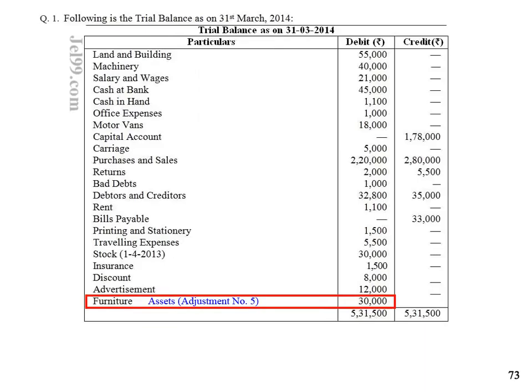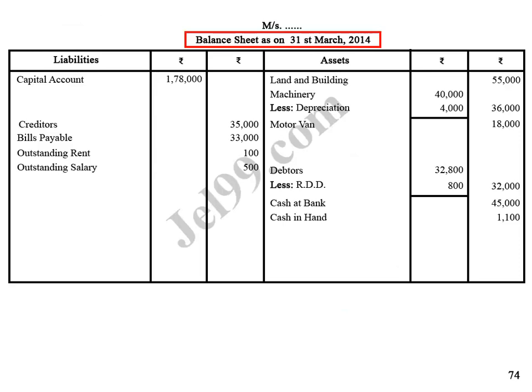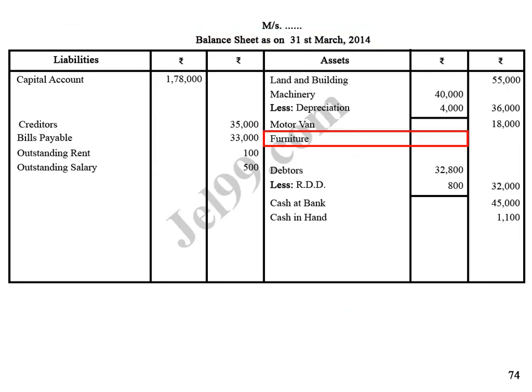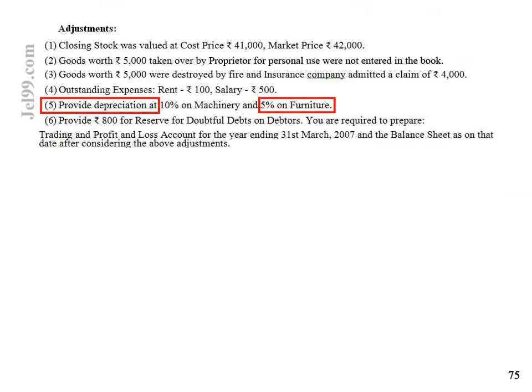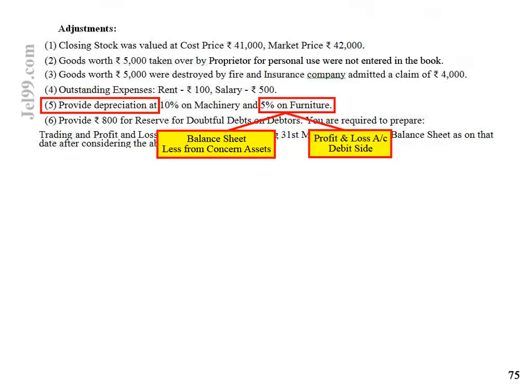Next, furniture ₹30,000 is shown in balance sheet, assets side, furniture ₹30,000 in a column, because there is an adjustment. Number 5. Provide depreciation at 5% on furniture. It has two effects. The first effect is shown in balance sheet, less from concern assets, and the second effect is shown in profit and loss account, debit side. Let's see its first effect.